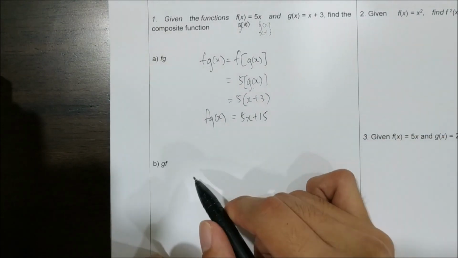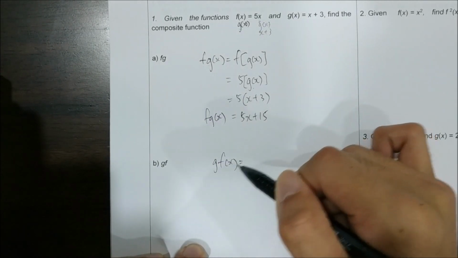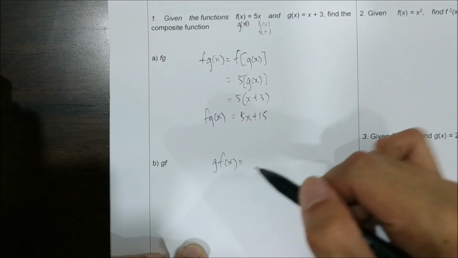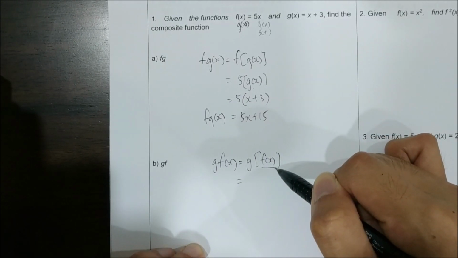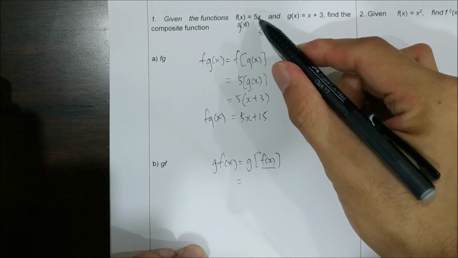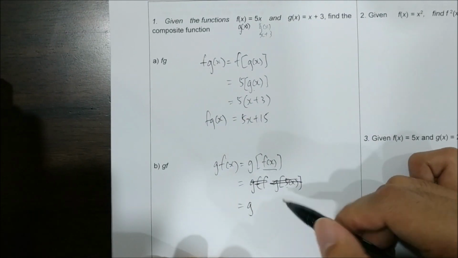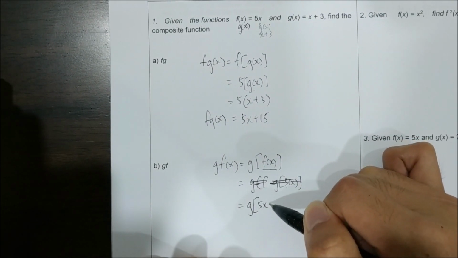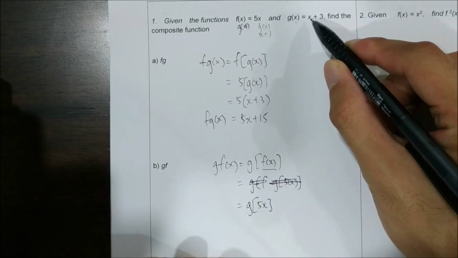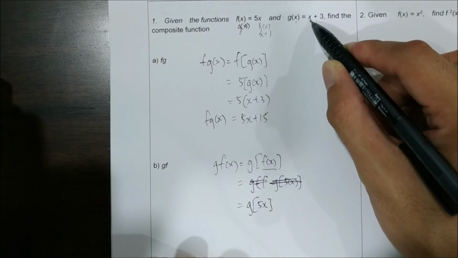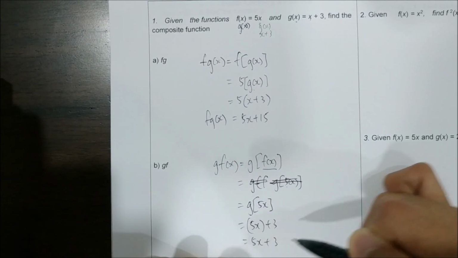We now try gf. gf basically means g(f(x)), meaning that the function inside is f here. So it's g(f(x)). Now we replace the f(x) with 5x, so it's g(5x). So we substitute the 5x into this function, into this x. So you get 5x plus 3, which is 5x plus 3, the answer.